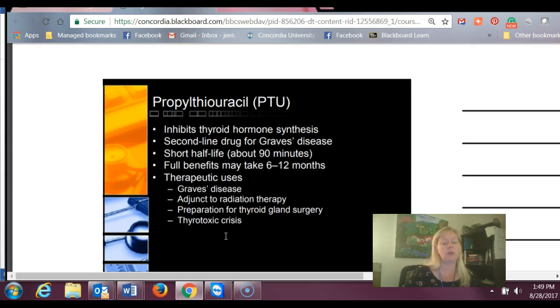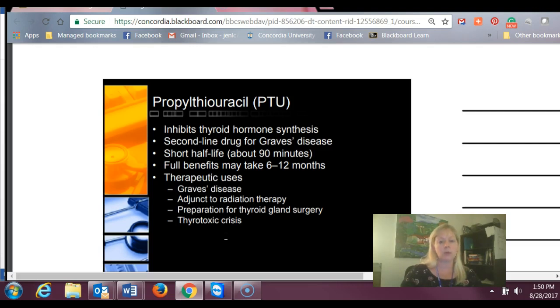Now we have PTU. Again, it inhibits the hormone synthesis. It's a second-line drug for Graves. Short half-life, about 90 minutes. Full benefits take 6 to 12 months, so it takes quite a while. It's used for Graves' disease, again, an adjunct to radiation therapy for the thyroid, in preparation for surgery, and then the toxic crisis. PTU was the first drug to come out on the market for hyperthyroidism, but then they developed Methimazole, which had fewer side effects, so that's why Methimazole now is first line. The PTU is second line.